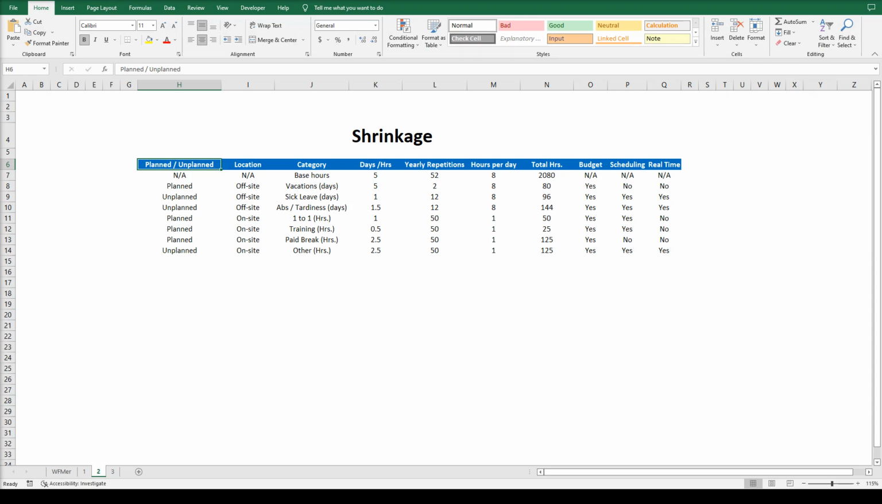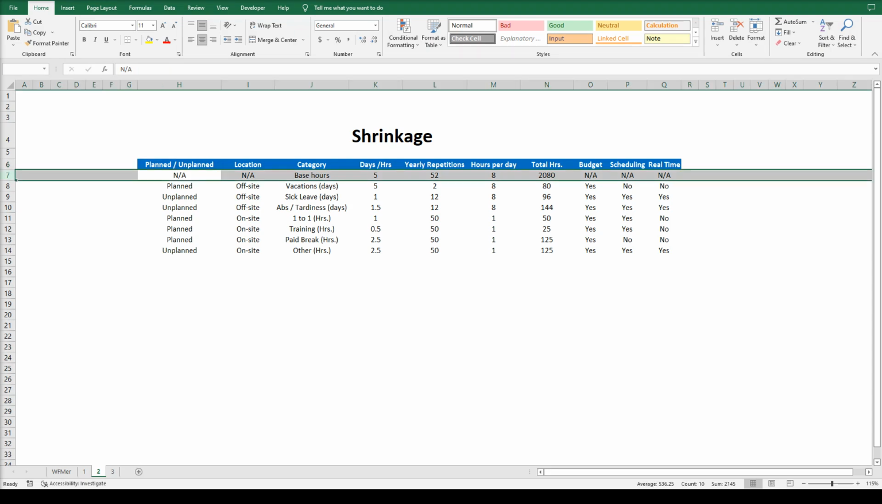All these examples I've given so far are offsite shrinkage because the agent won't be logged in or connected to any systems, whether they go to the office to work or they work remotely. Then let's give a couple examples of on-site shrinkage, like one-to-ones, training, or even breaks. Now, we will go line by line to explain how we built our calculation from scratch.